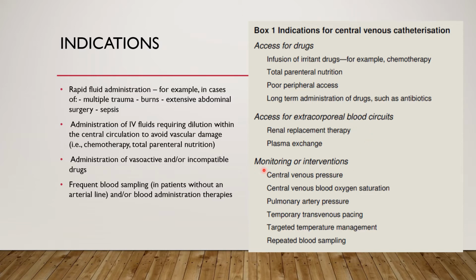Also, we can do some other functions like monitoring. We can monitor central venous pressure. We can check the central venous oxygen saturation, which is a very important tool in hemodynamic monitoring. It gives us an idea about the global oxygen demand and oxygen utilization ratio in the body. So when we do a venous blood gas, preferably from an upper body catheter placed in the SVC, then we can get a good idea about the hemodynamic status also.